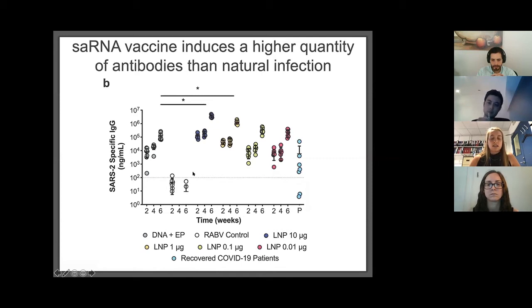So what you can see here, these mice got a dose at 0 and 4 weeks, and then we took blood at 2, 4, and 6 weeks. And you can see here that, as expected, we get really good antibody levels from our electroporated DNA, but we also get remarkably high antibodies from really all of our lipid nanoparticle doses. So over 10 to the 6 nanograms per mL for our highest dose of 10 micrograms.